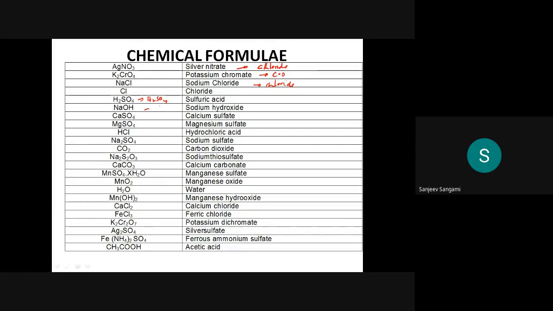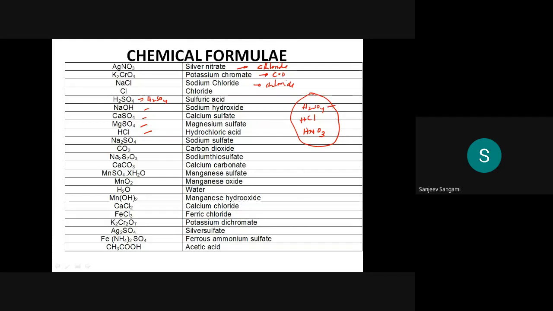N is capital, a is small, O is oxygen, H is hydrogen. You are not supposed to write O as small and H as small. In the same format you have to use it. Then calcium sulfate, CaSO4. Then magnesium sulfate, MgSO4. Then HCl, that is hydrochloric acid. Normally we use three acids: H2SO4, then HCl, then HNO3. These three acids are commonly used in our laboratory.